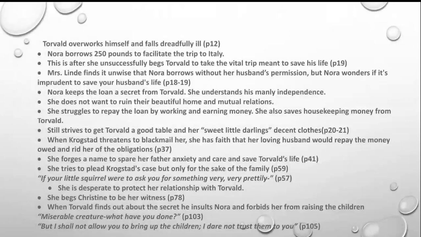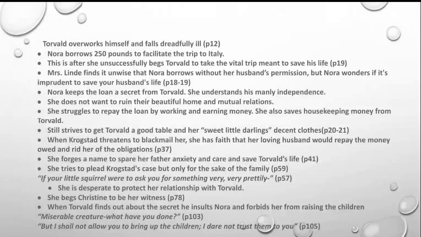When Krogstad threatens to blackmail her, she has faith that her loving husband would repay the money owed and rid her of the obligations. That is on page 37. She forges a name to spare her father's anxiety and care and save Torvald's life. Page 41. She tries to plead Krogstad's case, but only for the sake of the family. Page 59. And I quote, if your little squirrel were to ask you for something very, very prickly, that's page 57. Now, she is desperate to protect her relationship with Torvald. She begs Christine to be her witness.